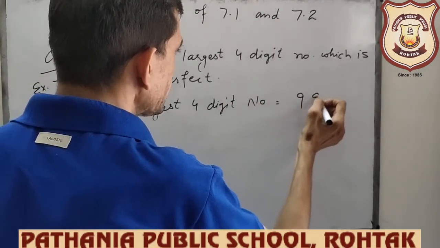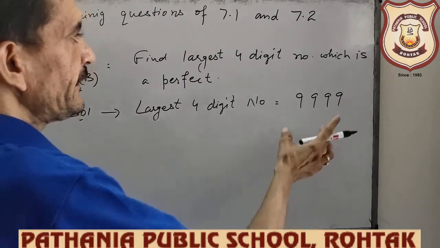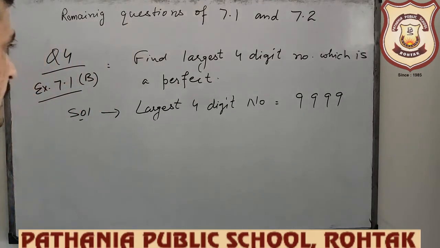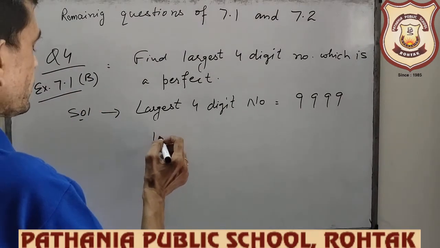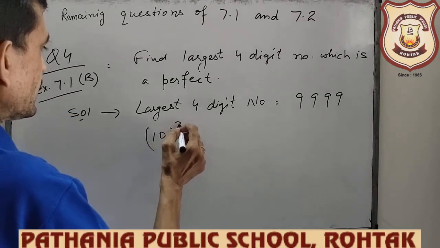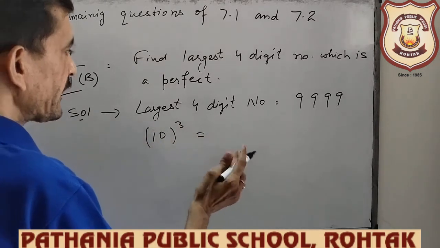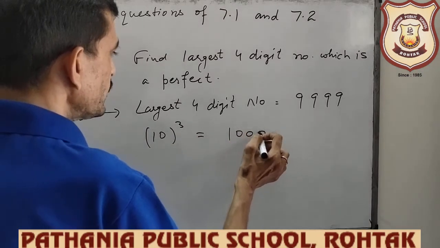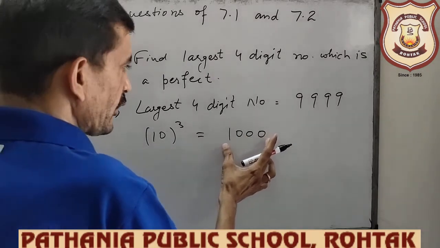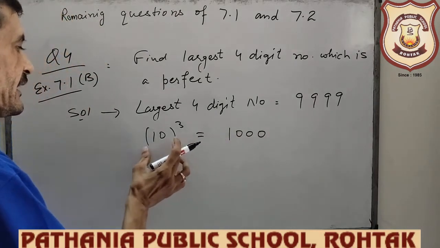what? 9999. This is the largest 4-digit number. If we add 1 to this, then it becomes 5-digit. So, beta, listen: the smallest number which is 4-digit and a perfect cube is 10 cube, which is 1000. The smallest 4-digit number is 1000, and that is the cube of 10.